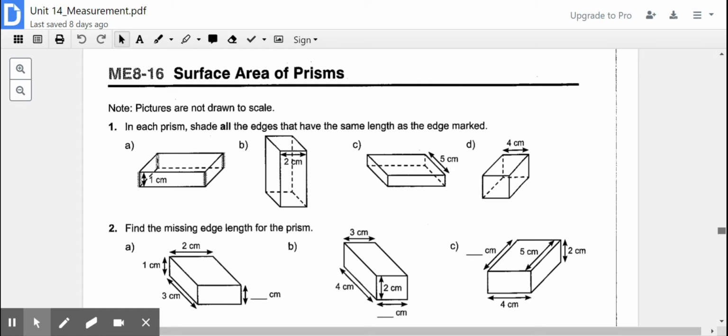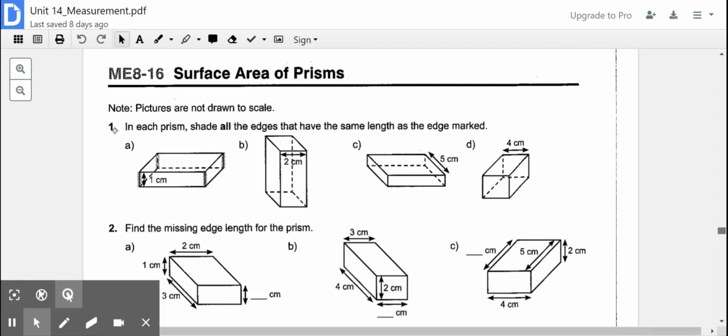Hello, we're going to do another measurement lesson. This is Unit 14 measurement, measurement 8-16, surface area of prisms, and that is in the title right here. This is found in your Jump Math workbook on page 161 to 163. So this is a little bit of a longer lesson, but a lot of it is diagrams, so I think we'll be just fine.